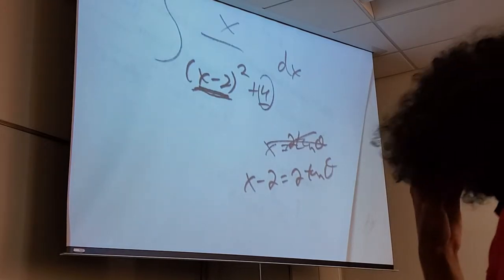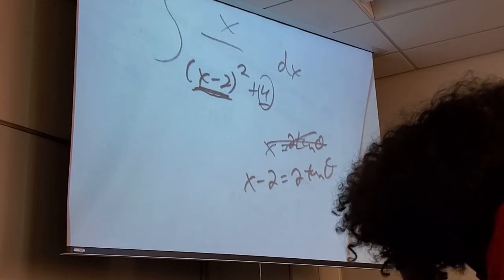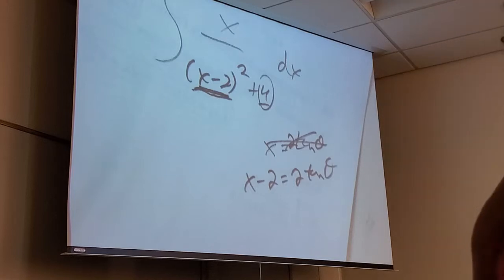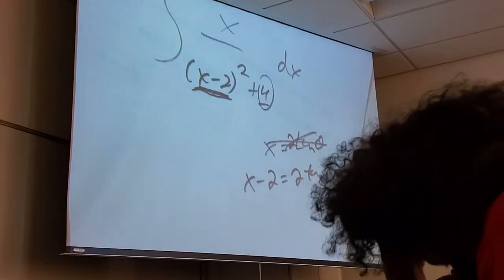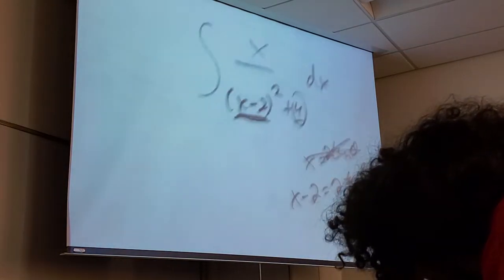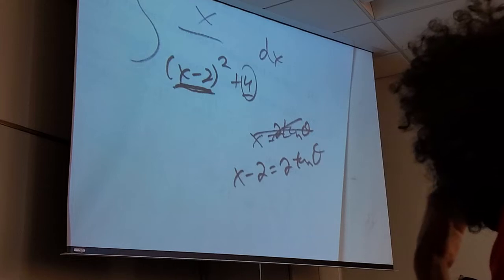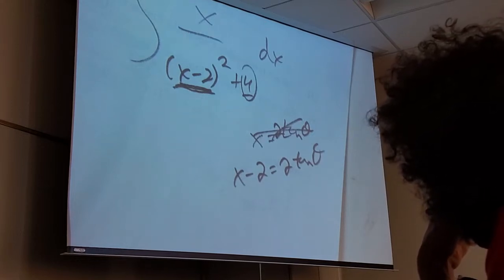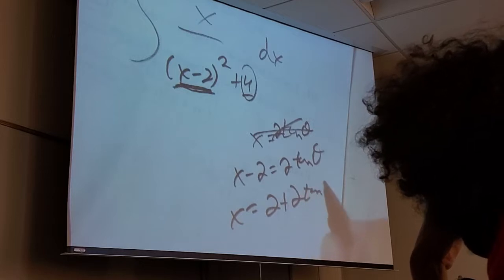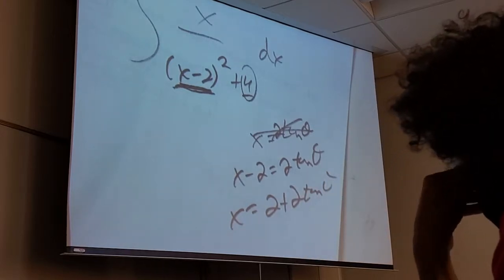Basically, whatever is squared there, you have to replace it with a multiple of a trig function. What's there is x minus 2, so I have to replace that. What's normally there is x. That kind of brings in its own issues, because now x is 2 plus 2 tangent theta. Okay, so let's see what happens.